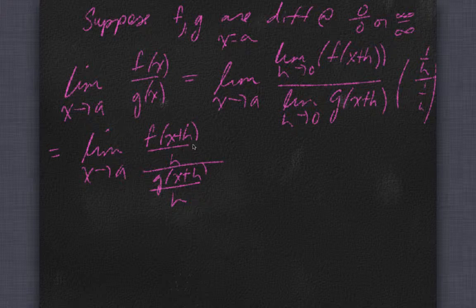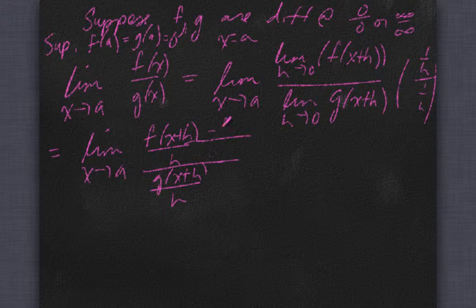Now I'm going to subtract. I forgot to write my other supposition. Suppose further that f of a equals g of a equals 0. So when I first take this limit, I get 0 over 0. But now I'm going to use that fact, and I'm just going to take away f of a right there and g of a right there. These are 0. I'm subtracting 0 here and 0 there, so it doesn't matter. I'm depending on this 0.